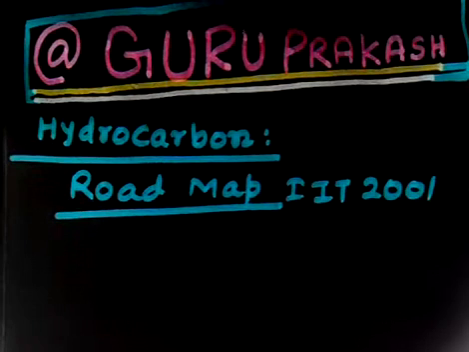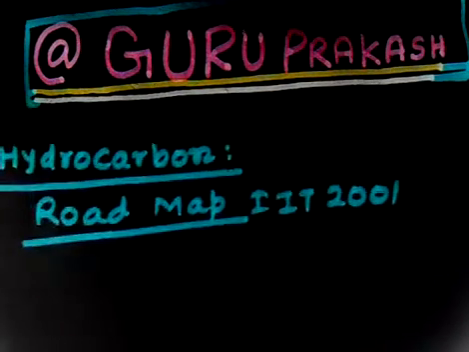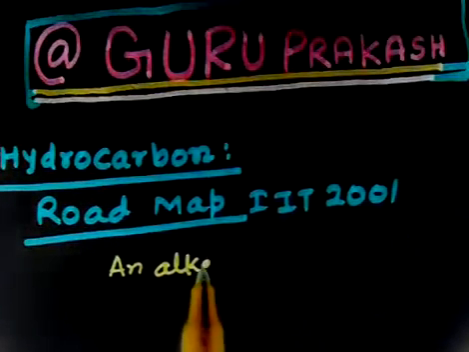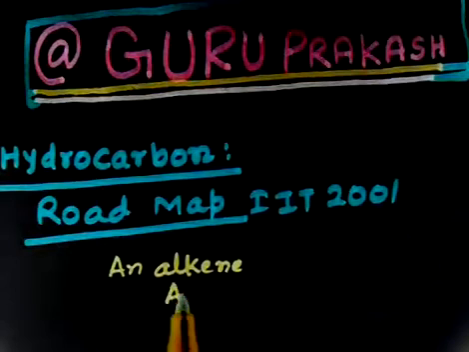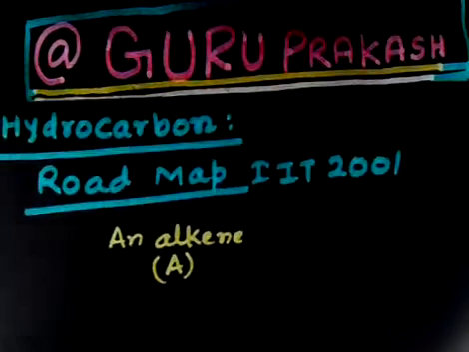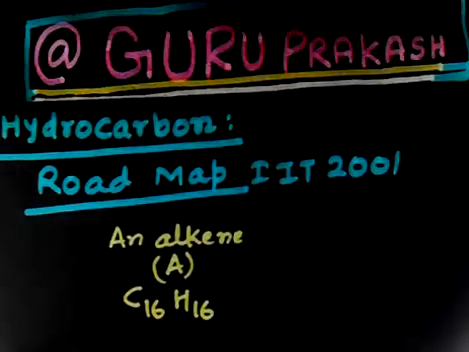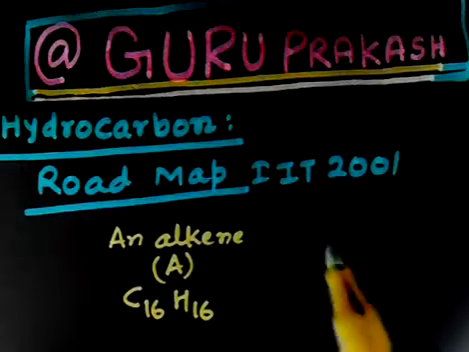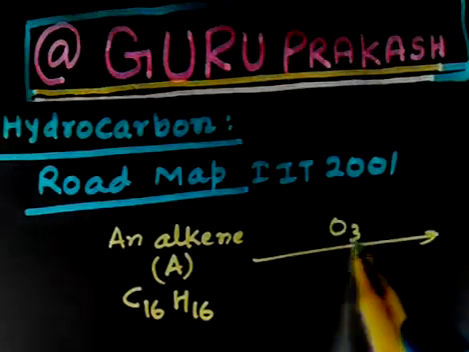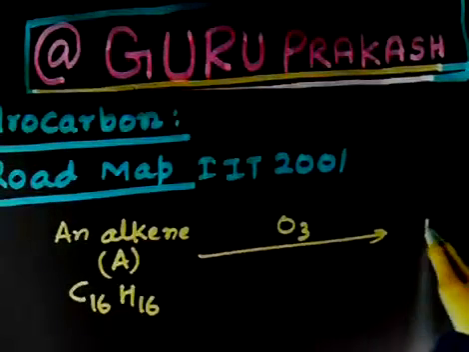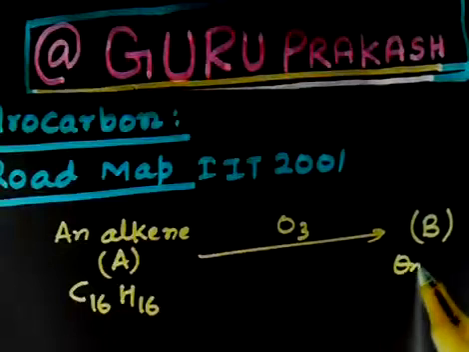Now let us discuss this problem. This says an alkene A, so I have an alkene A, and the formula is C16H16. So a big alkene. On ozonolysis, if I do ozonolysis, it gives only one product B. So this means a symmetrical alkene, because there is only one product.